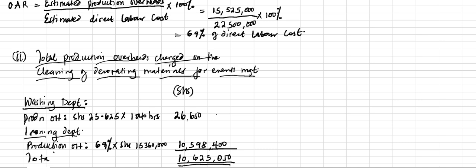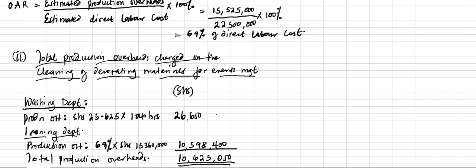Total production overheads. Remember, to get the overheads charged to the job, you have to get your overhead absorption rate times the actual units of the allocation base.